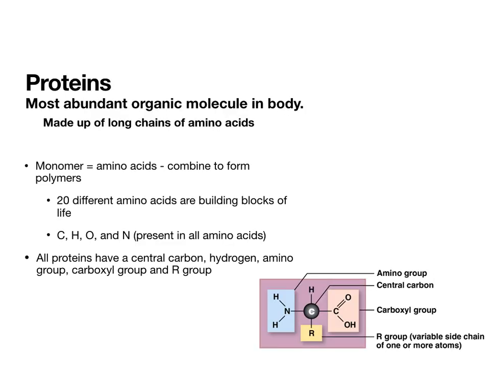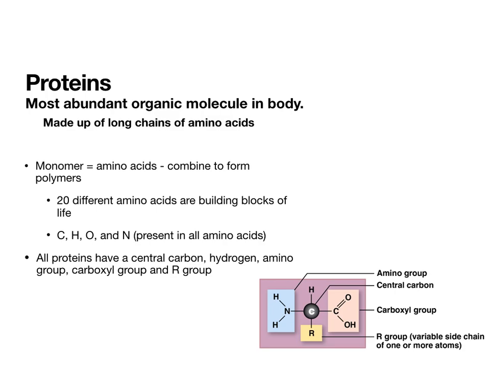All right, so now we're going to move on to proteins. Proteins are our most abundant organic molecule in the body. They're made up of long chains of amino acids, and they're held together by covalent bonds. The monomer is the amino acid, and they combine to form these polymers. There are 20 different amino acids that are the building blocks of life. They function as support, storage, transportation, signaling, defense, movement, and catalysts in our body.